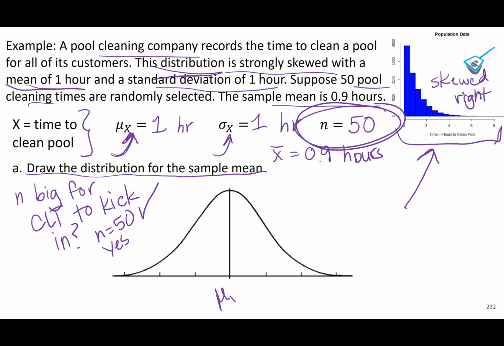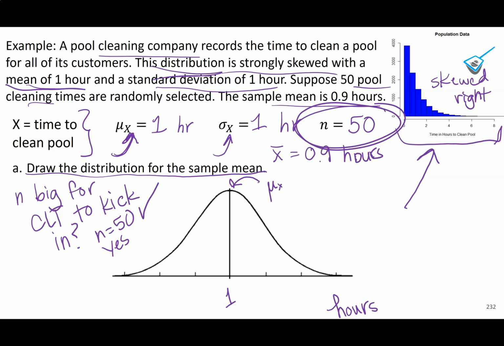So mu of x bar is equal to mu of x, which is equal to 1 hour. So it's going to be centered at 1 hour. I'm going to write hours here because I don't want to write them after every single one. So this is mu. I like to draw the line down the middle. You don't have to draw this specific line here.